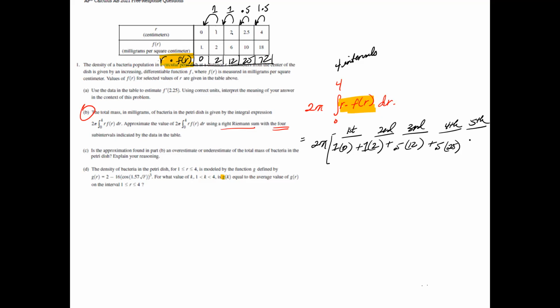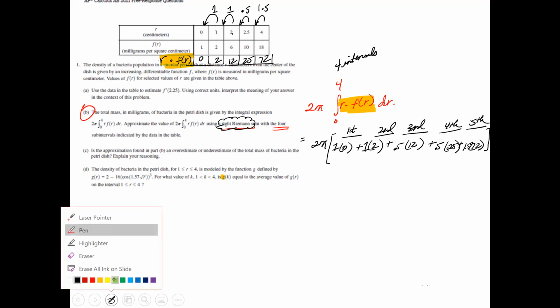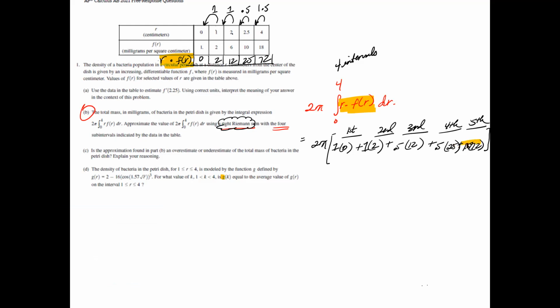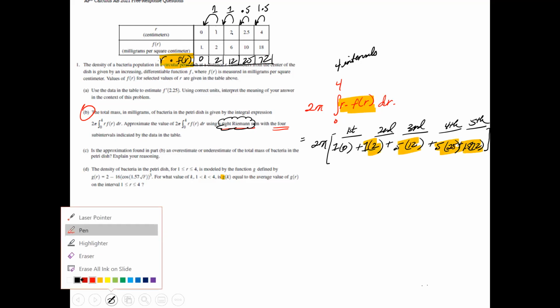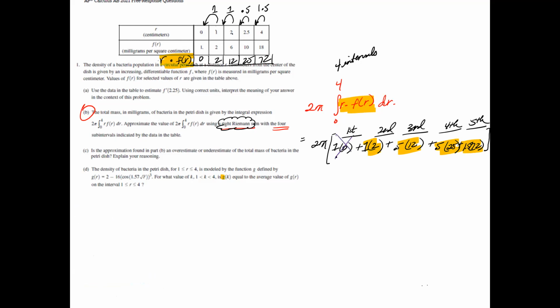And then here's a fifth one, which is going to be 72 times the distance of 1.5. But then hold on a second. I know you're thinking, wait a minute, there are 5, but I really need 4. Because this is by the right Riemann sum, you're looking at the last 4. So I'm really looking at this one here, 1, 2, 3, 4. So you do not need to use this one here. So 1, 2, 3, 4 from the right Riemann sum.